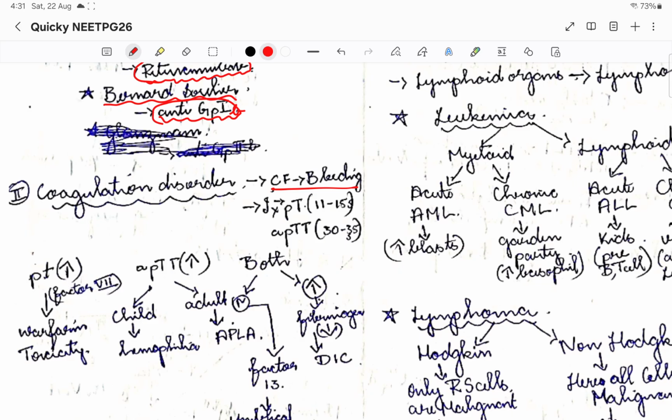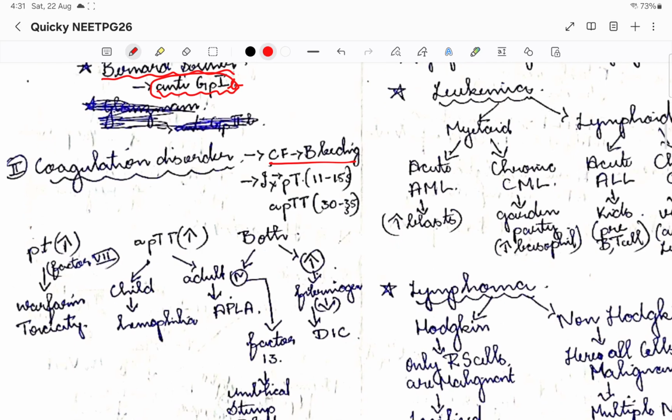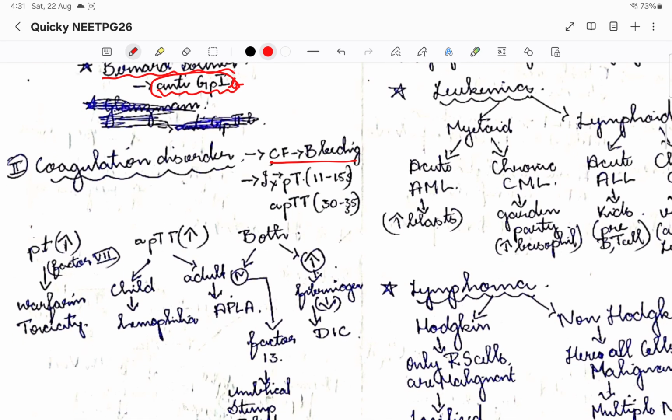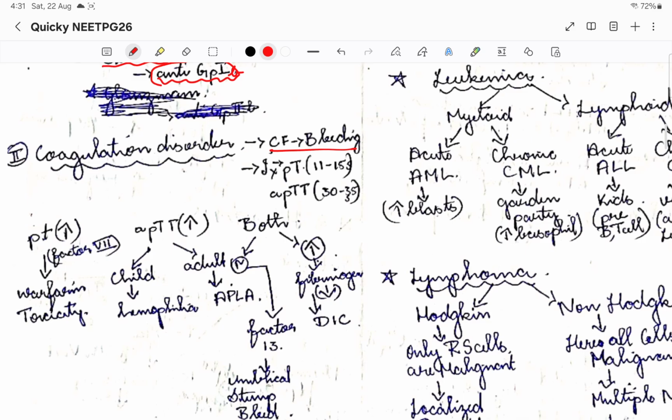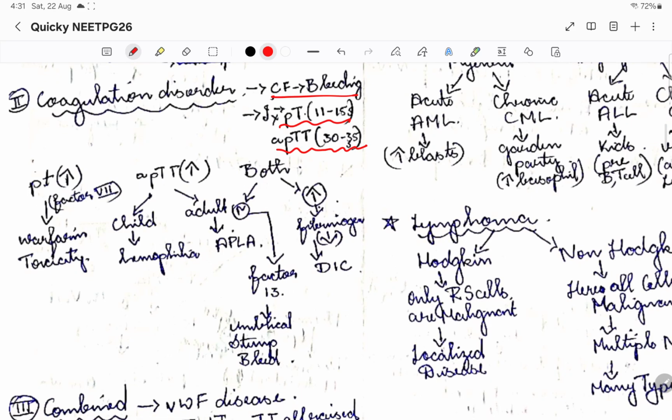Now there, the investigation was bleeding time and we were seeing the platelet count. But here in coagulation disorders, it is PT and APTT that we see for investigation. If PT is affected, I told you, the extrinsic pathway will be affected, whereas if APTT is affected, then it is the intrinsic pathway that is affected. If both PT and APTT are affected, then there is a problem with some other thing. Let us see what those are.